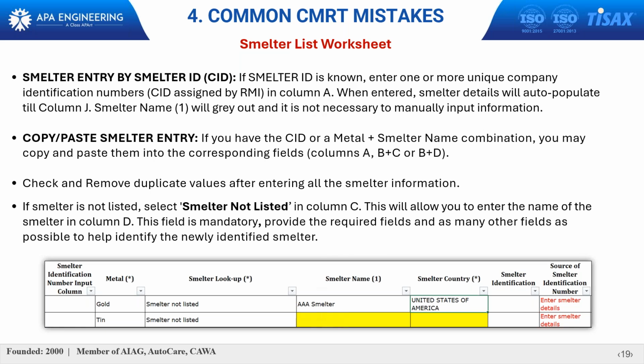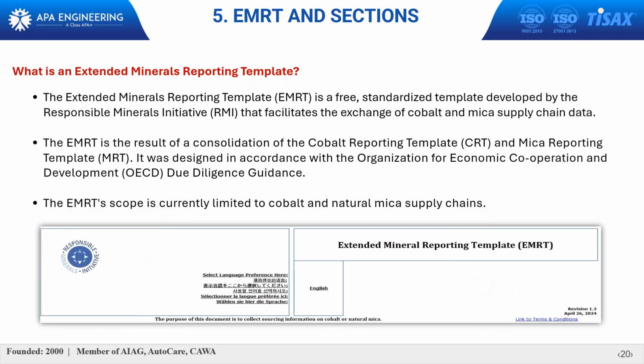Next slide. Here we will discuss the extended minerals reporting template. EMRT is a free standardized reporting template developed by the RMI to collect information about the cobalt and mica supply chain. The EMRT is a result of consolidation of cobalt reporting template and mica reporting template. It was designed as per the OECD due diligence guidance. So the EMRT scope is currently limited to cobalt and natural mica supply chains only. And many companies have started using EMRT to collect information from their suppliers. Next slide.